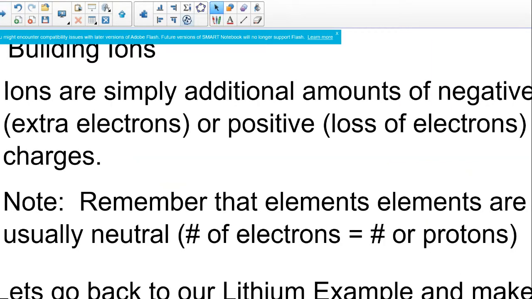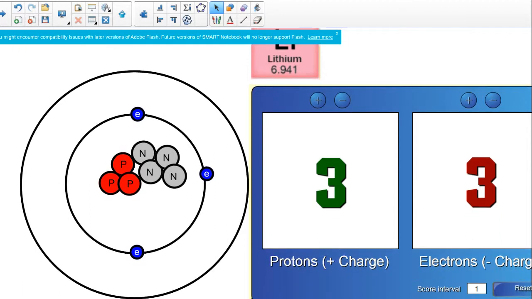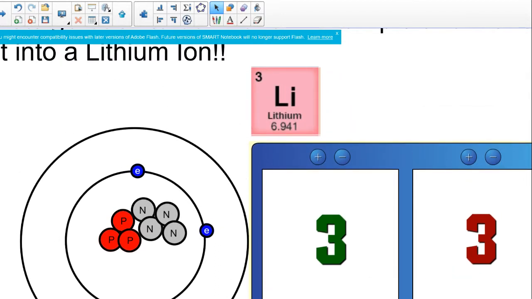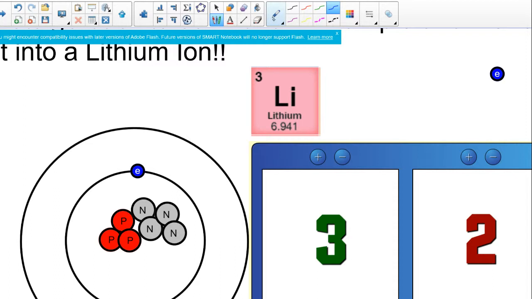So let's look at building some ions. Again, let's start with our lithium example that we started with. It's fairly simple. So we've got 3 protons and 3 electrons. Well, we kind of talked about if we lost an electron, so I take one away. Well, now we have an excess number of protons. So I'm going to have 3 protons versus 2 electrons. So I'm going to have 3 positive charges, 2 negative charges. So I'm going to end up with a +1, and that would be indicated up in this corner here.